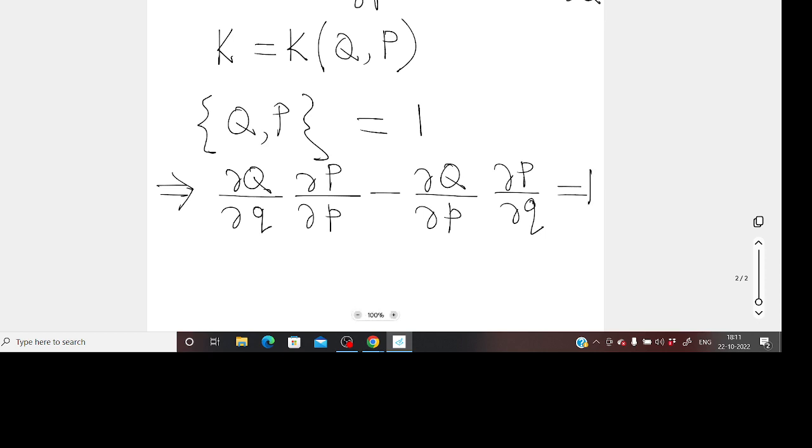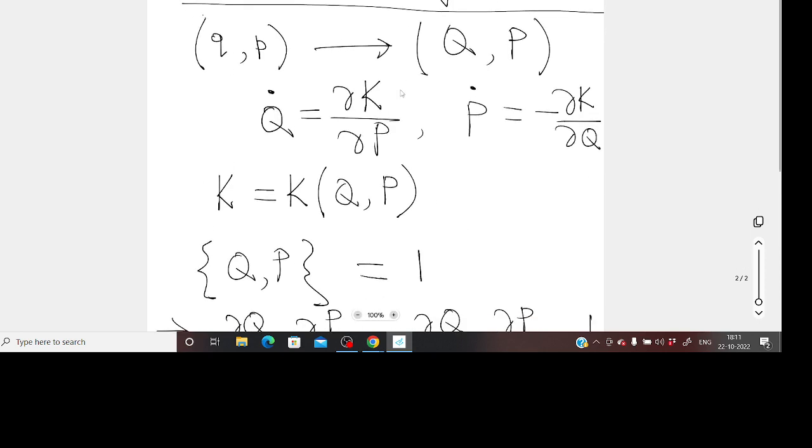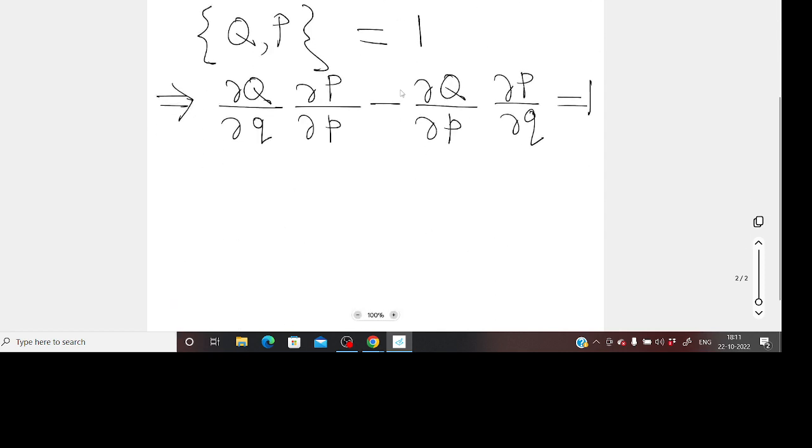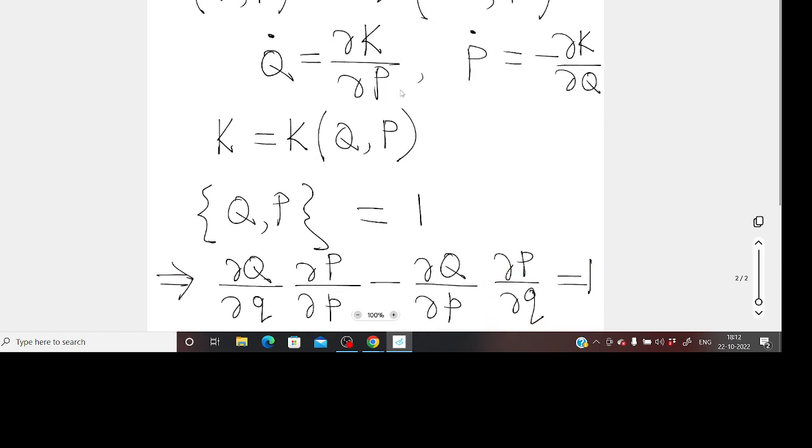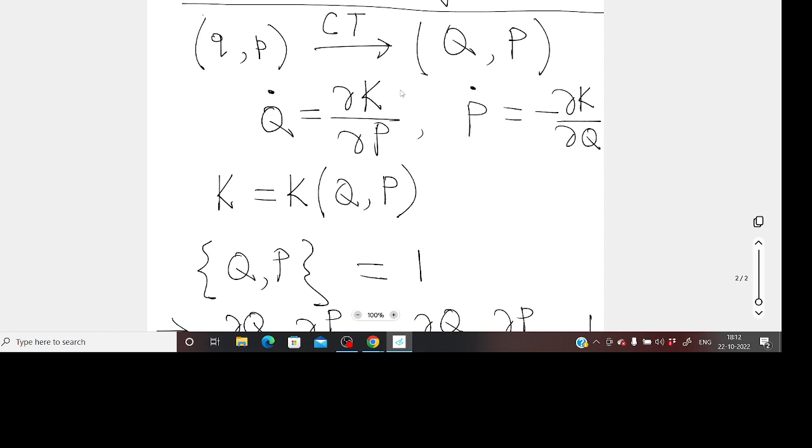if this transformation from small q, small p to capital Q, capital P is a canonical transformation. So this is a canonical transformation only if the Poisson's bracket of the new two canonically conjugate quantities is equal to 1. Okay, so there is one message from this calculation, that the Poisson's bracket remains invariant under canonical transformation. Okay, this is clear. Yes, sir. Okay, now we'll solve a problem.